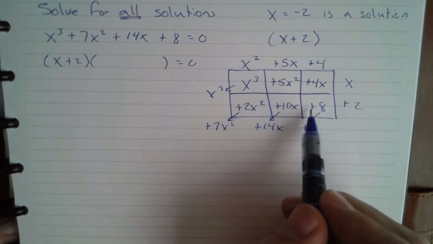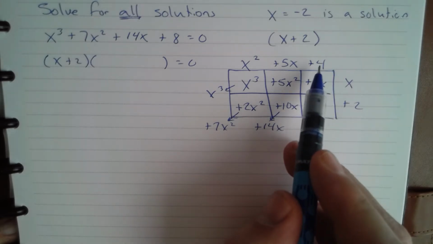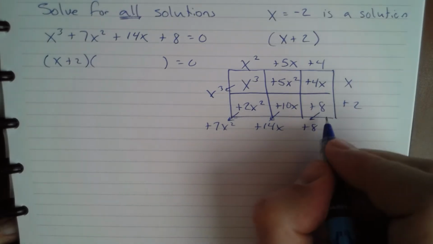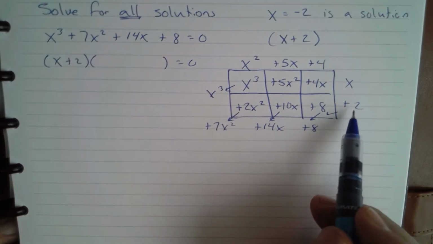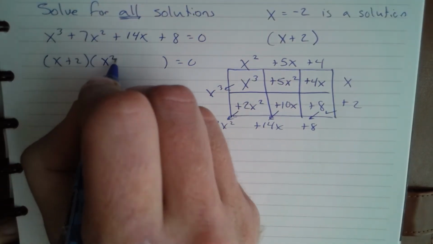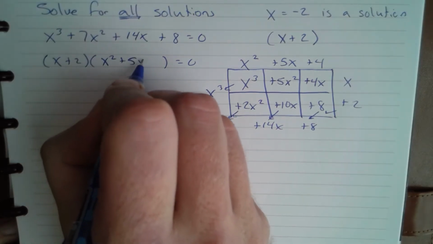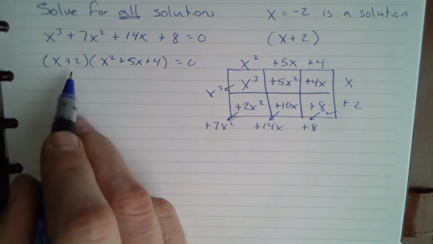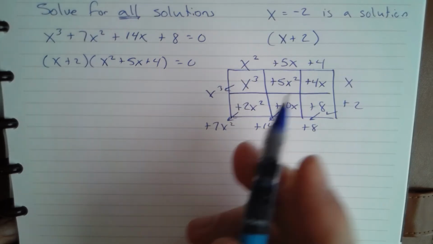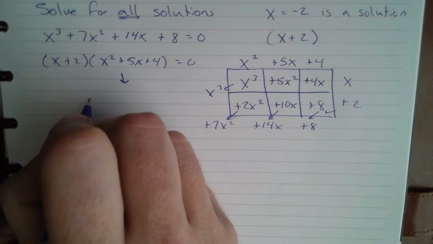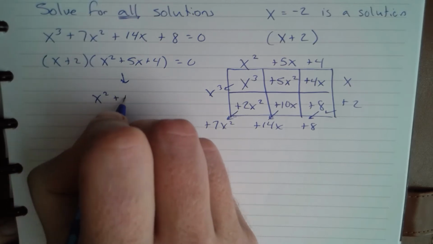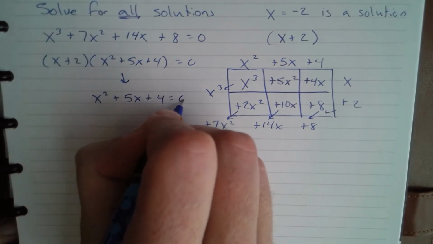And we want to check this last number to make sure it will work. 4 times 2 is 8. It does in fact work. So therefore, this can be factored to x plus 2 times x squared plus 5x plus 4. So this is going to create my one solution that we already knew, x equals -2. And this factor here is going to create 2 solutions. So I'm going to solve, when does x squared plus 5x plus 4 equal 0?